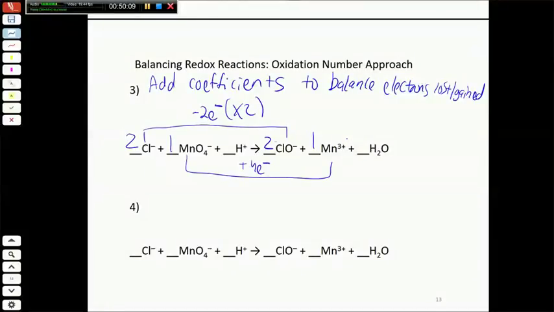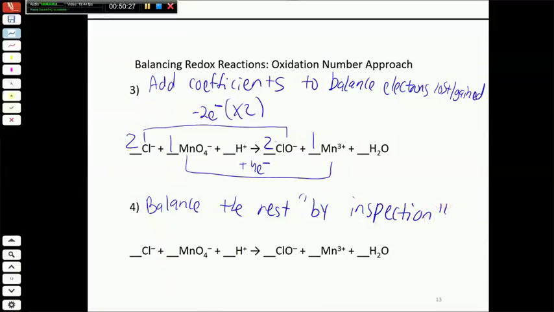And then the last step is to balance the rest by inspection. So once we've balanced the number of electrons, any other coefficients that get added are just to make sure that the number of atoms are the same on both sides. But we don't change the coefficients that we just added, we just change any other coefficients that might be present. So as we saw, when we balanced this out, we had a 2 there, a 2 there, a 1 there, and a 1 there. Those coefficients we already determined from the number of electrons that are lost and gained. And then we just have to make sure that hydrogen is balanced. And so the way we typically do this is we're going to actually balance oxygen first.